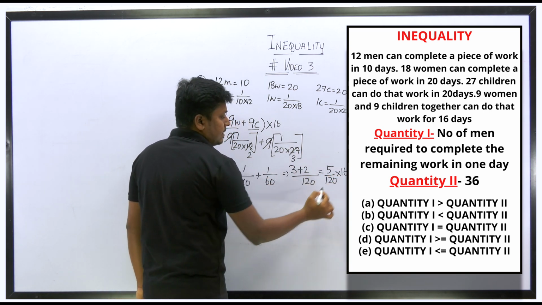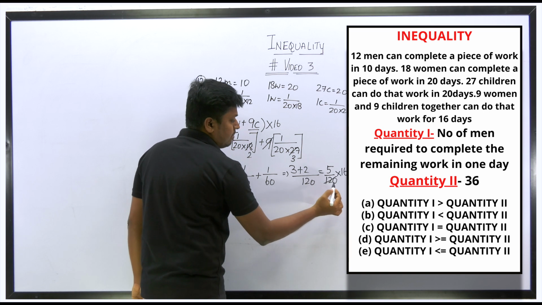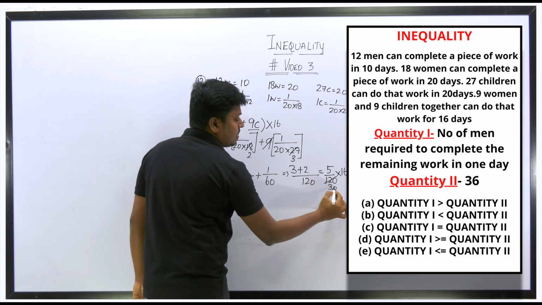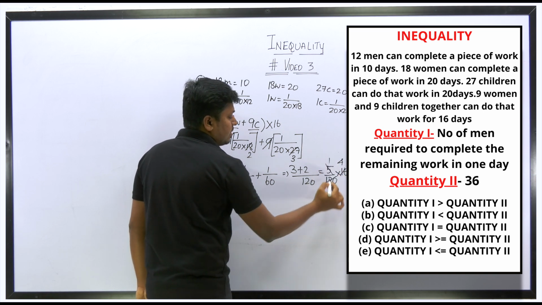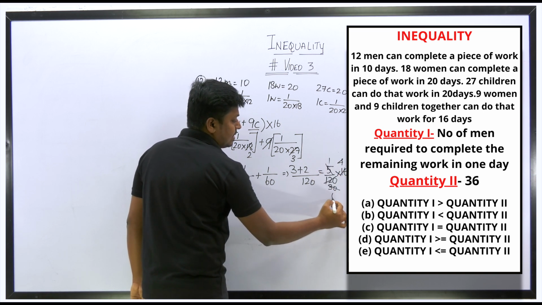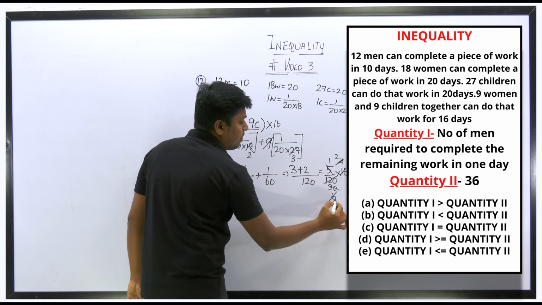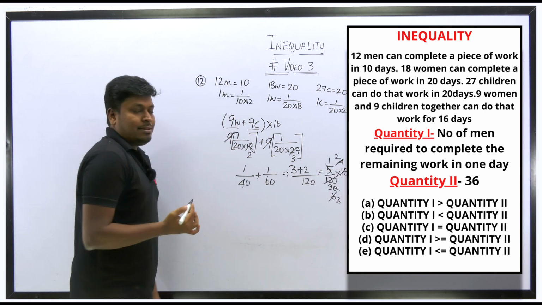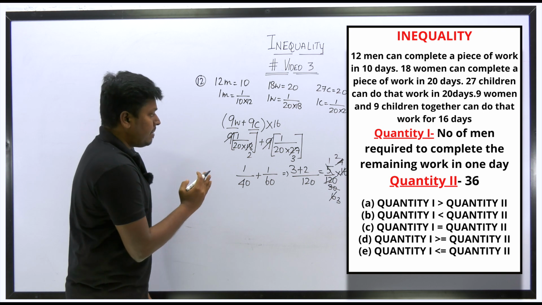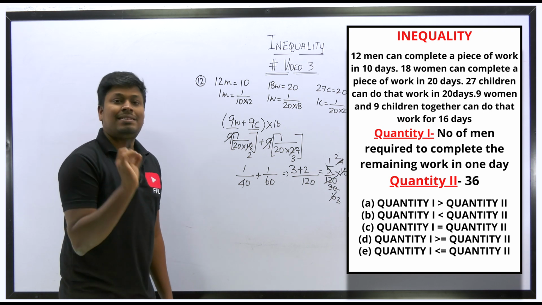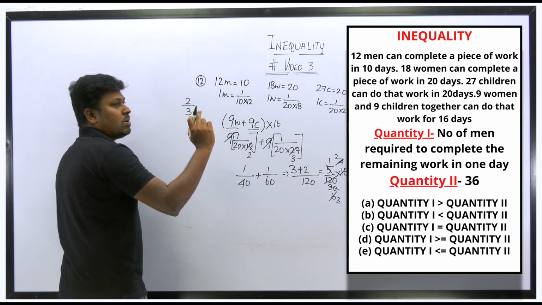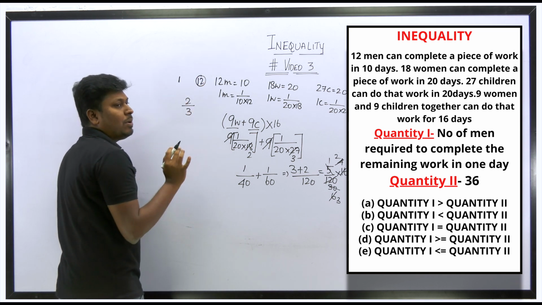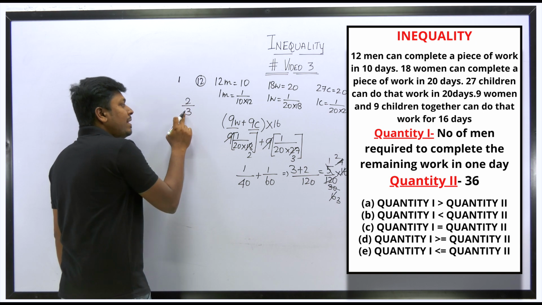So we can cancel it on the 4 table. So if you cancel it on the 4 table, this becomes 30. So this becomes 4. Again we can cancel, 1 4s are 4, 6 5s are 30. So cancel it on the 2 table, 2 by 3. So which means 9 women and 9 children in 16 days have completed 2 by 3 of the work from the total work 1, right?